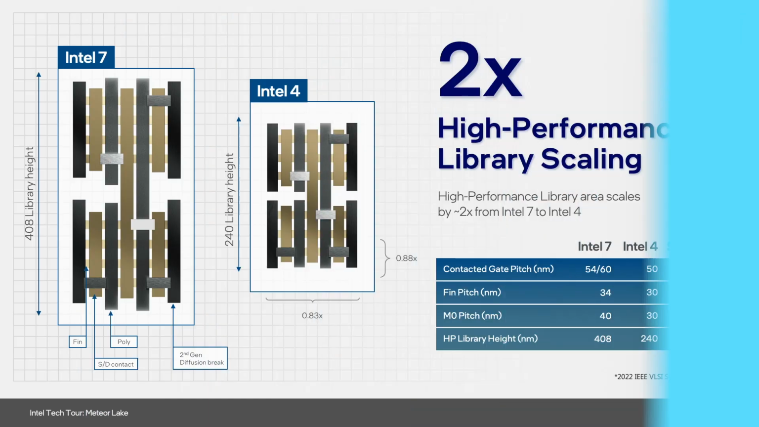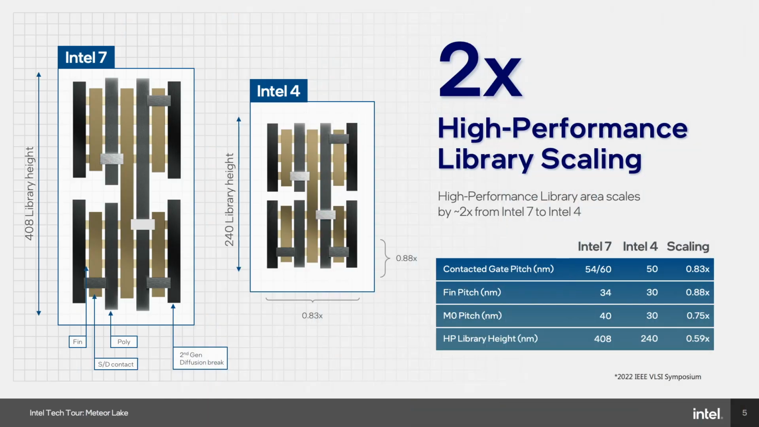So if you look at Intel 4, our goals were first area scaling. If you look at our standard cell library and you compare it to the Intel 7 node, we're able to achieve 50% area scaling, or 2x area scaling, however you want to describe it. That was the continuation of Moore's law.